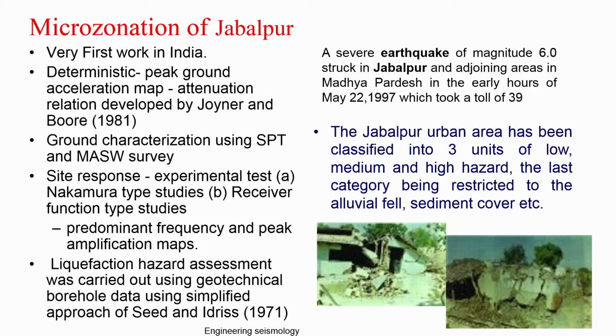So, the first microzonation work in this area was actually the Jabalpur microzonation. There was a severe earthquake of magnitude 6 that struck Jabalpur and the adjoining area of Madhya Pradesh in the early hours of May 22, 1990, in which around 39 people died. After the Jabalpur and Bhuj earthquakes, the seismologists and geologists believed that there should be a microzonation of the particular area.